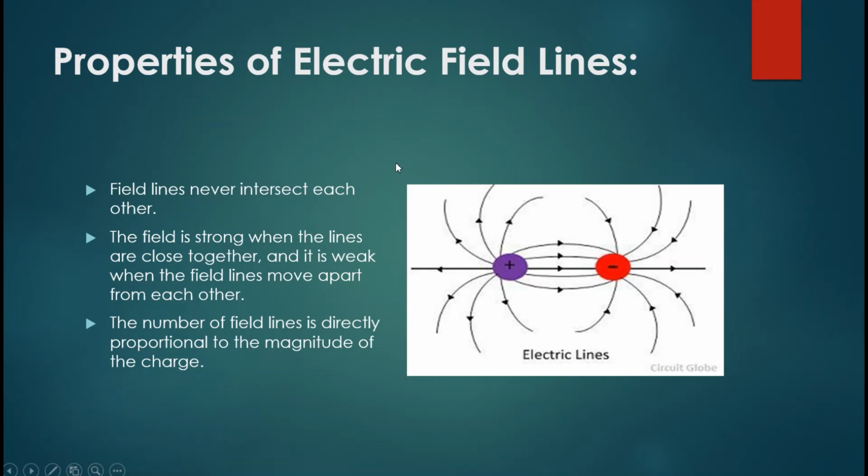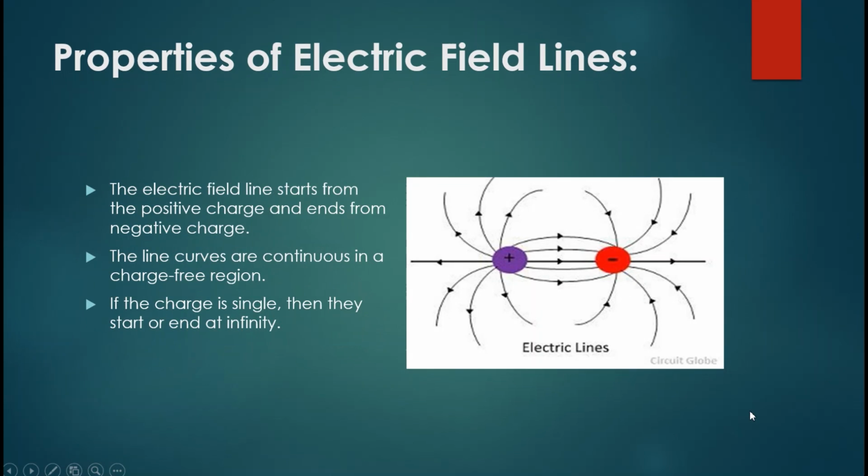As I mentioned before, the electric field is represented by the electric field lines. These electric field lines have some properties. The first is field lines never intersect each other. Secondly, the field is strong when the lines are close together and it is weak when the field lines move apart from each other.